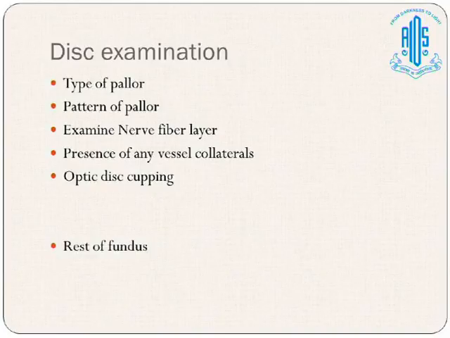Now coming to the disc examination, there are certain points that you should stress on. First, you need to understand the type of pallor. Second is the pattern. You need to examine the nerve fiber layer. You need to see whether there are any disc collaterals, any presence or absence of them. You need to look at the cupping, because sometimes glaucomatous cupping can also mimic an optic atrophy. And you need to see the rest of the fundus. So coming one by one to each of these things.